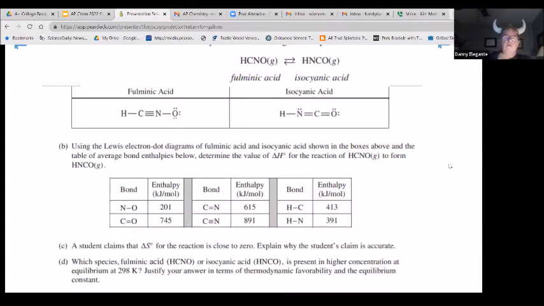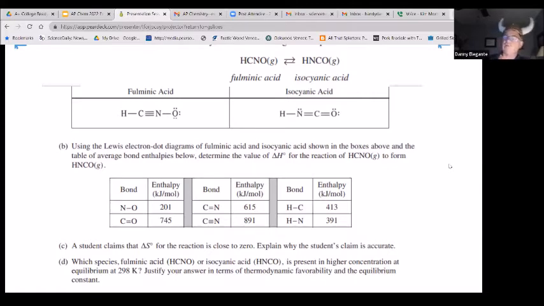B, using the Lewis electron dot diagrams, determine delta H. Okay, delta H. And they give you a bunch of bond energies. All right, good. So bond energies, what is bond energy? It has to do with bonds broken minus bonds formed, something like that. So we have to think about that. Okay. And then C, a student claims that delta S is close to 0.